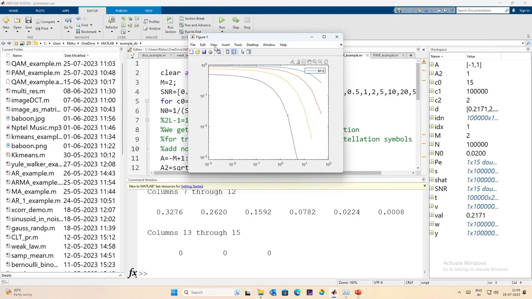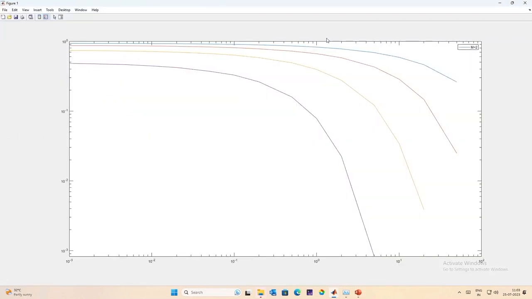So this is the more conventional form of the probability of error or symbol error probability plot, with the signal to noise ratio on the x axis and the probability of error on the y axis. We will quickly repeat this in the next lecture for the PSK case, and then we will move on to the next topic, which is non-coherent detection. Thank you.